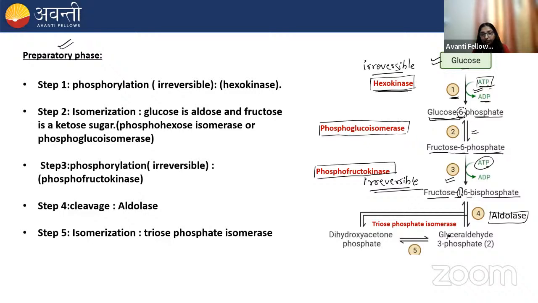Okay, and this is a reversible step. Now what happened? This dihydroxyacetone phosphate is converted back to glyceraldehyde 3-phosphate. This is also an isomerization step. And the enzyme involved in this reaction is triose phosphate isomerase. Okay, so the final product we are getting of the preparatory phase is glyceraldehyde 3-phosphate. Now we are going to continue with the payoff phase.